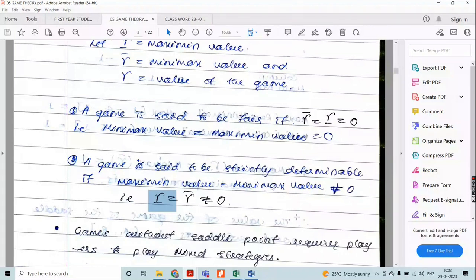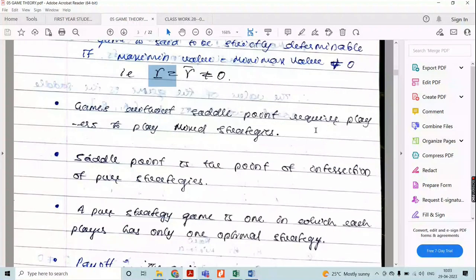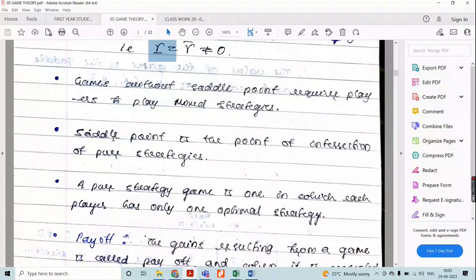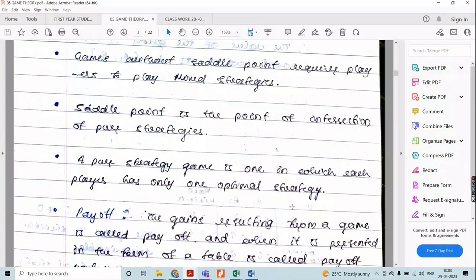A game without a saddle point will require players to play a mixed strategy. If a particular game doesn't have any saddle point, then a mixed strategy is used. A saddle point is the intersection of pure strategies. A pure strategy is a game in which each player has one optimal strategy. That itself is called a pure strategy.